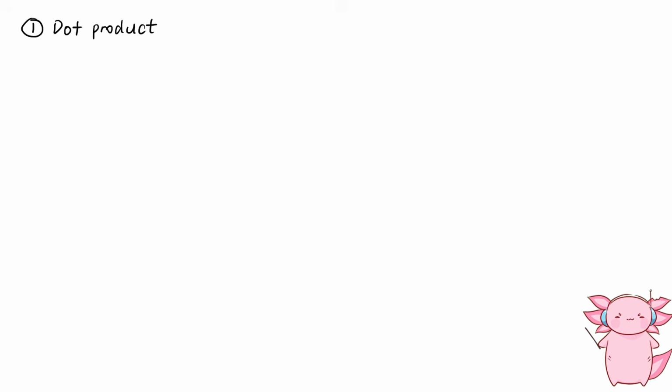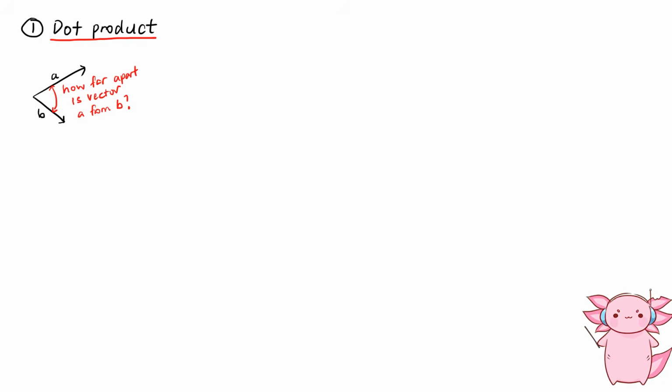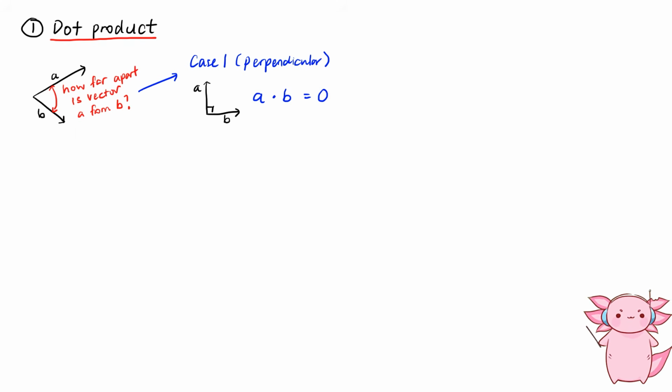Introducing one of the 2 main concepts in vectors, the dot product, which is basically asking how far apart the direction of these 2 vectors are. The best case scenario is when A and B are perpendicular, where the dot product is 0.